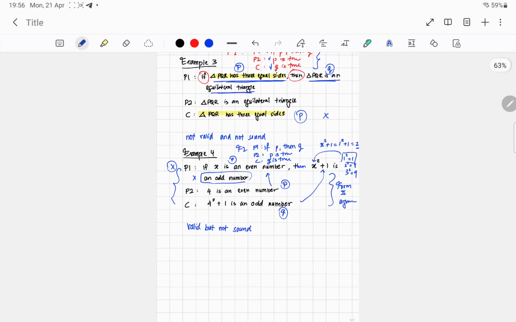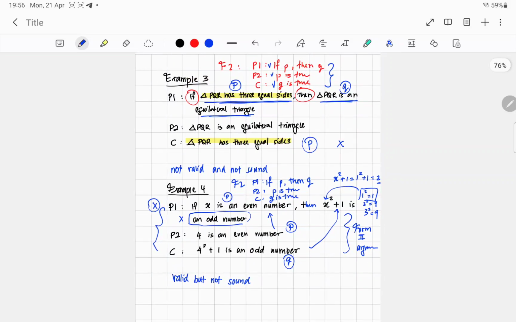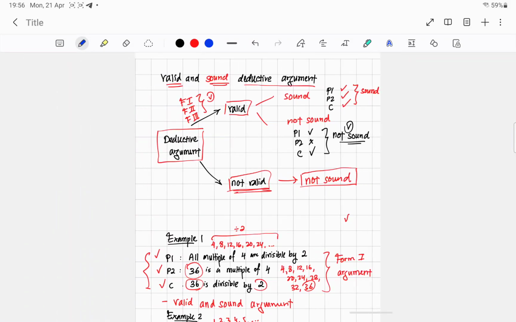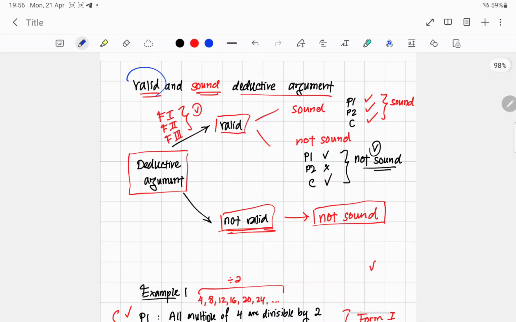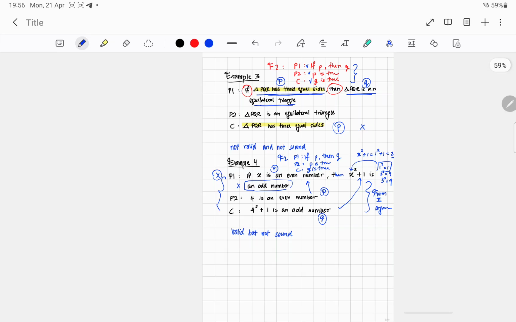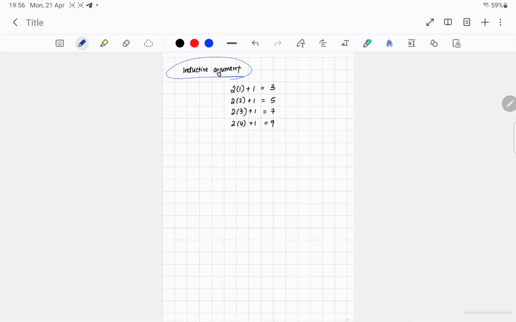Okay, so this is about how you determine whether an argument is valid and sound. Next video we'll discuss how to see inductive arguments.